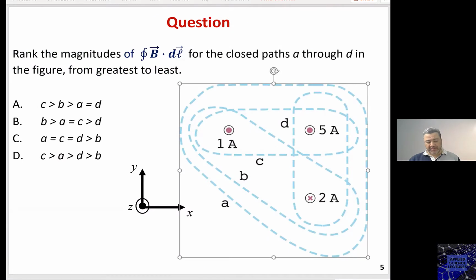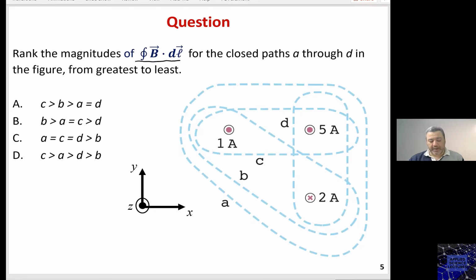Now let's look at this example. Here we have to rank the magnitude of this integral, the closed path integral for the magnetic field along that path. For those paths A through D, we need to rank them from the greatest to the smallest. So let's look at here, we're looking at the magnitude again. So let's look at path A, for example.